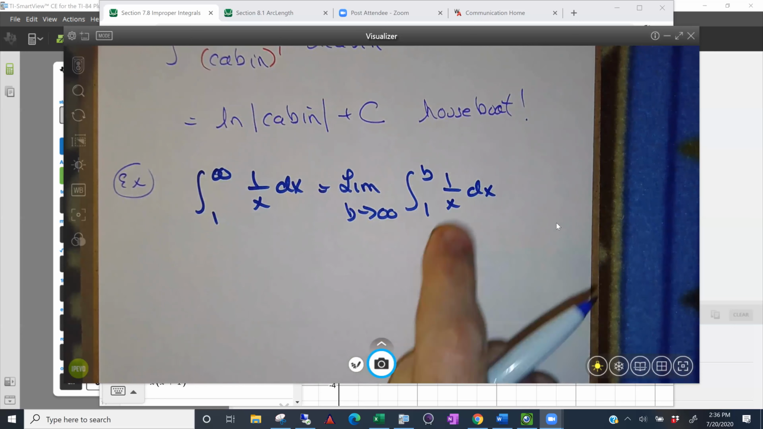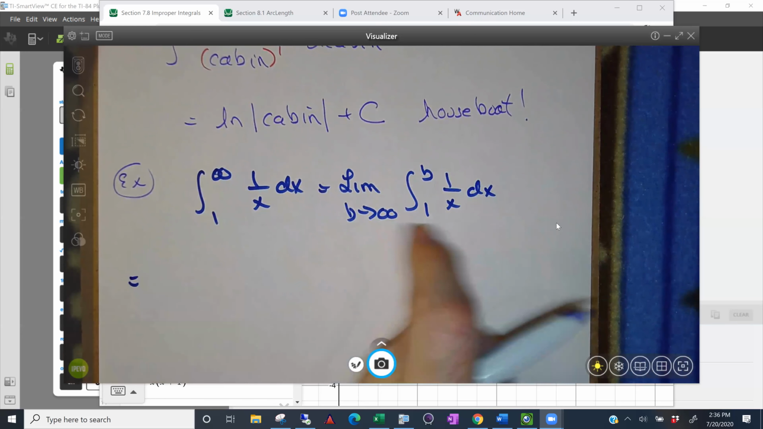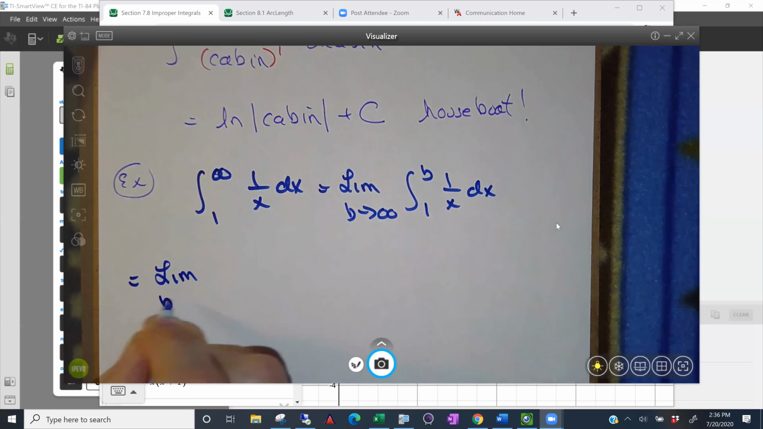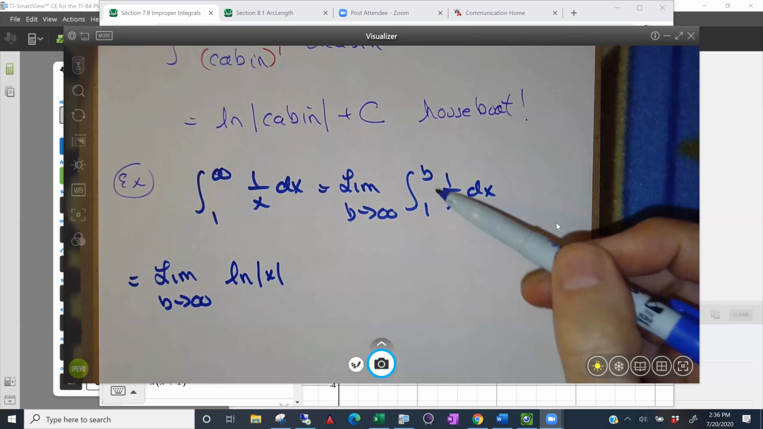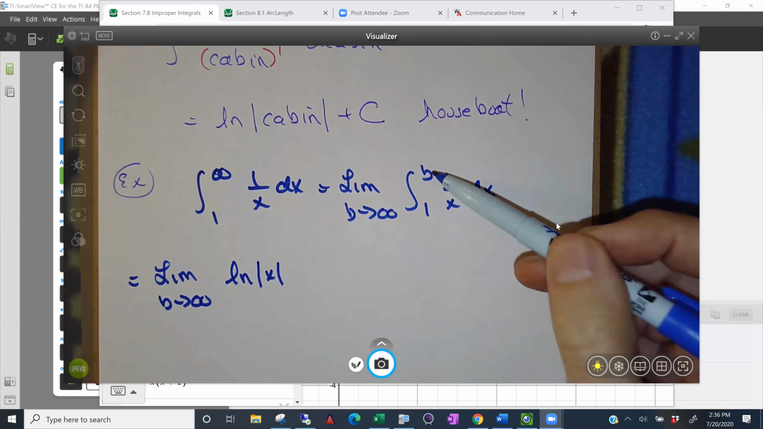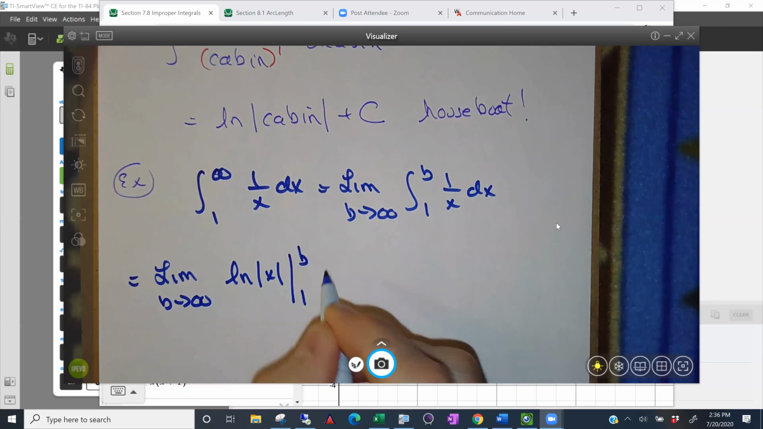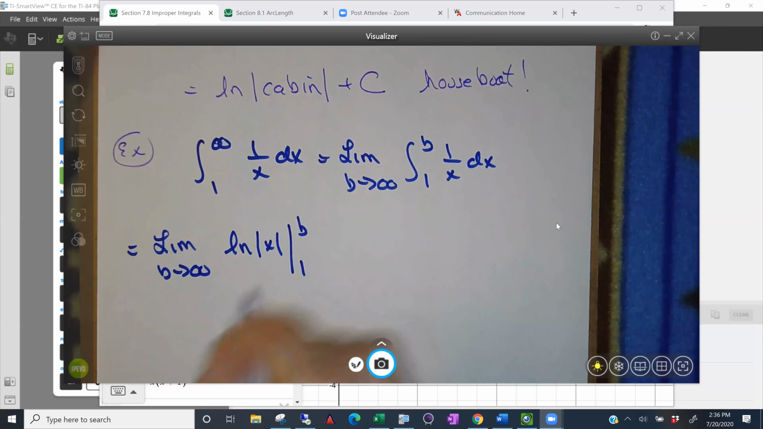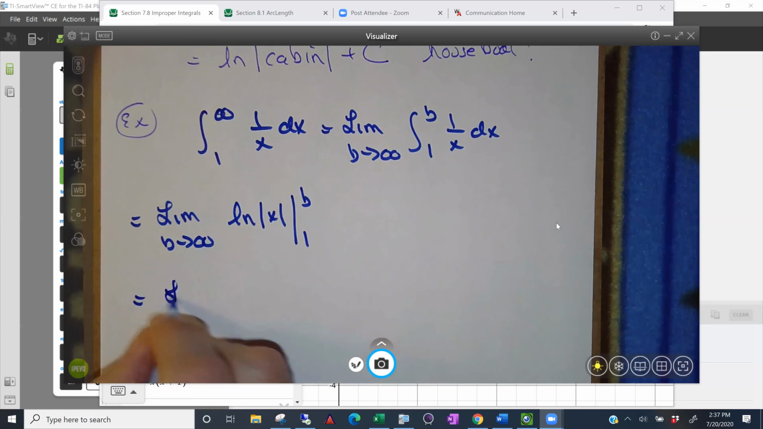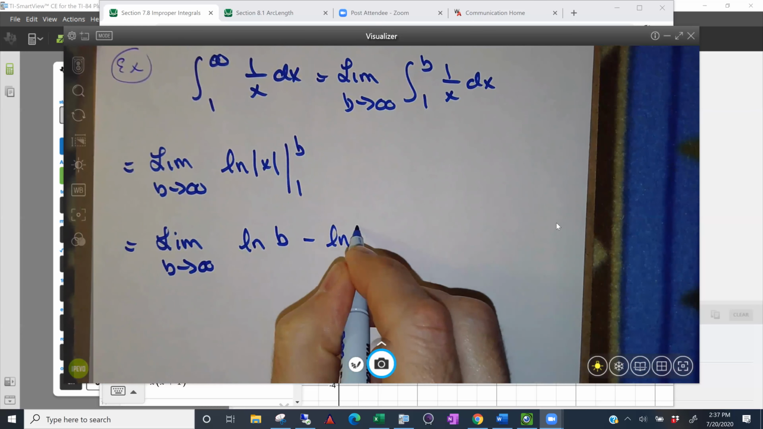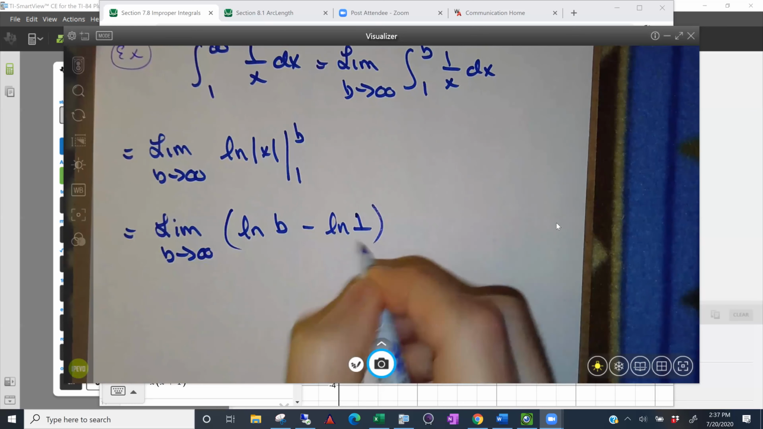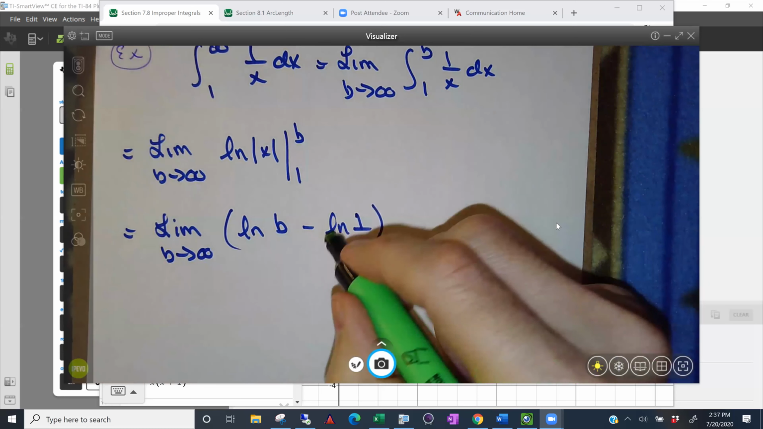Okay. You should be pretty good at this by now. What's the antiderivative here? Ln of x. Good. So ln of, I should probably put the absolute value. We don't really need the absolute value because the values of x we're going to be putting in here are already positive because we're going from 1 to eventually infinity. But I'll just put it there anyways. So, okay, that's the limit as b approaches infinity of the ln of b minus the ln of 1. Now, the good news for us again is that ln of 1 is 0.